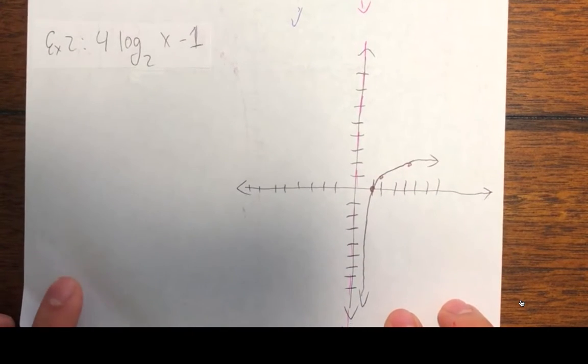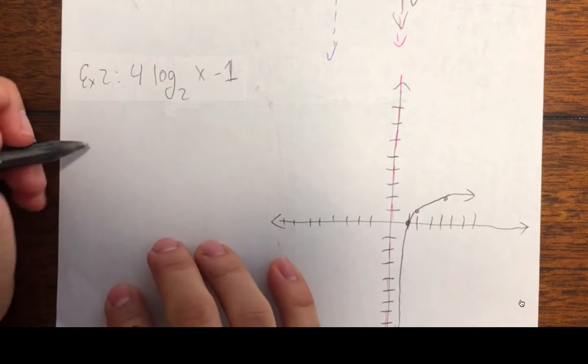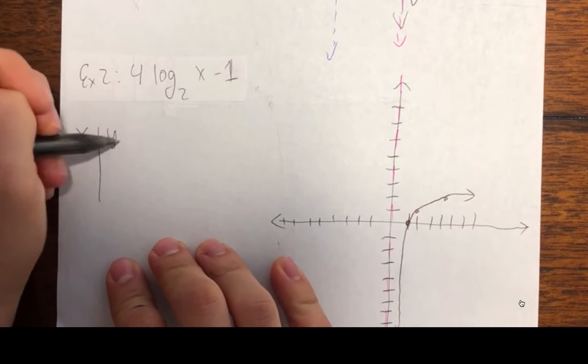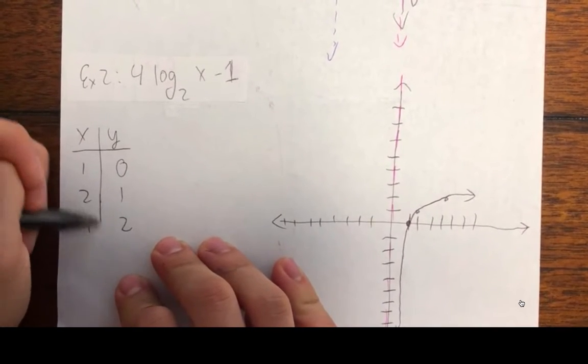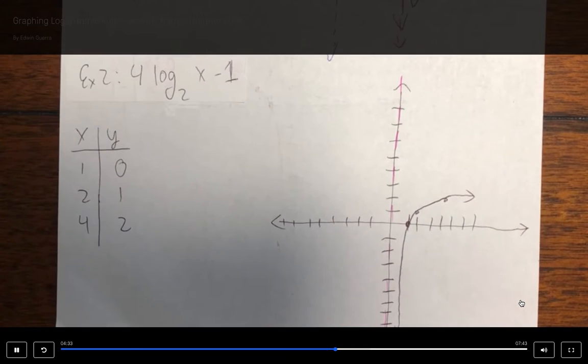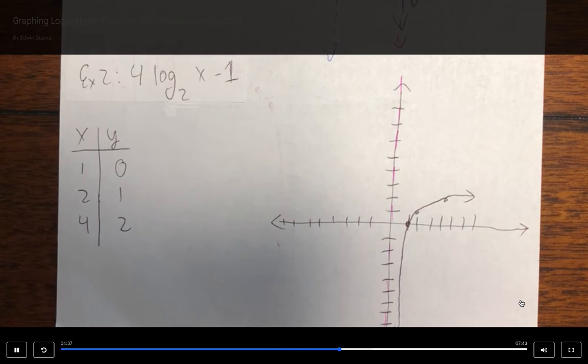So we have example 2, where we have 4 times log 2 of x minus 1. And I already have my graph for the parent function. I'm going to go ahead and make an x and y table for that one. So I have x, y, 1, 0, 2, 1, and 4, 2. Now we're going to figure out what the transformation is between this 4 in the front and the minus 1 on the outside. Okay, so there are 2 transformations going on.